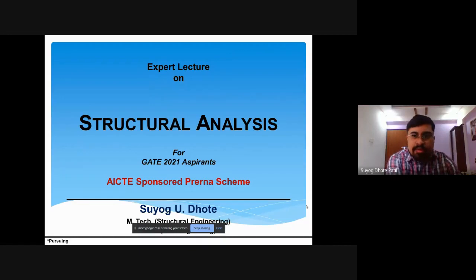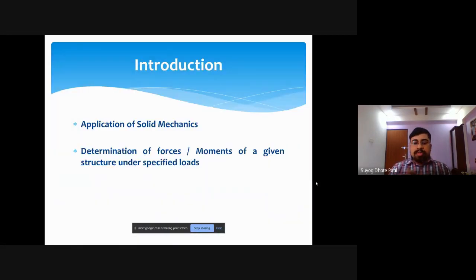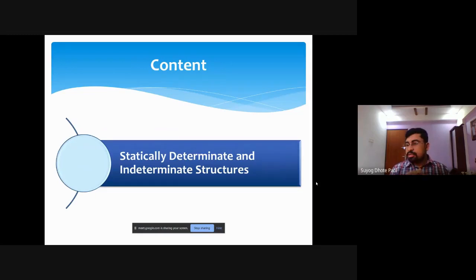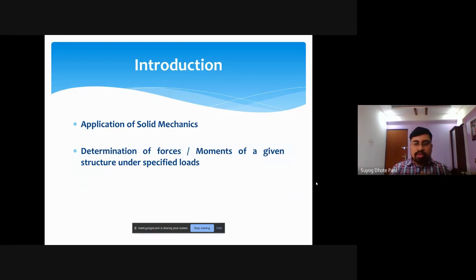So once again, very good afternoon to all of you. Today, we will discuss the structural analysis subject in detail. The very first topic of structural analysis is determinate or indeterminate structures. What are statically determinate and indeterminate structures? First of all, in the introduction, it is an application of solid mechanics. And what is meant by structural analysis?